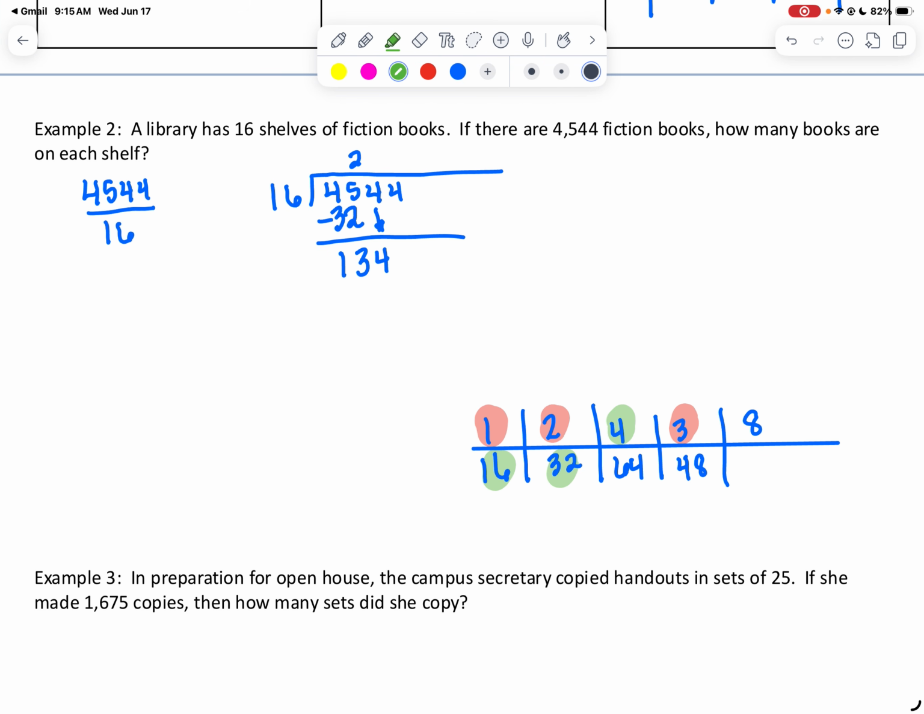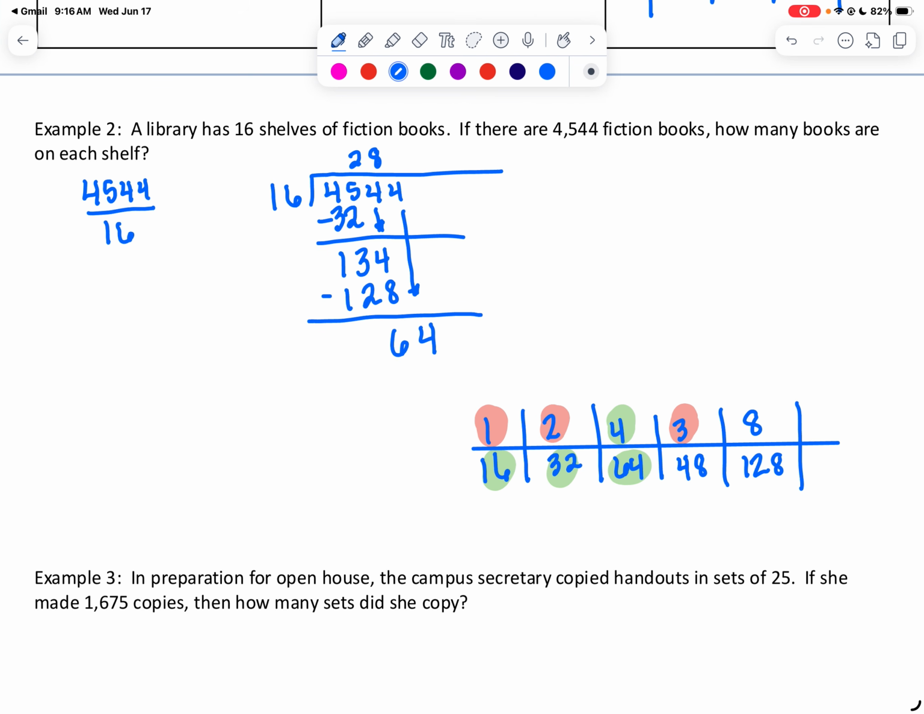And then I'm going to take my 64 and double that. And that would give me 128. And that's very close to 134. So I'm going to put an 8 right here. So 16 times 8 was 128. All right, let's subtract. That would give me 6. And then bring down the 4.